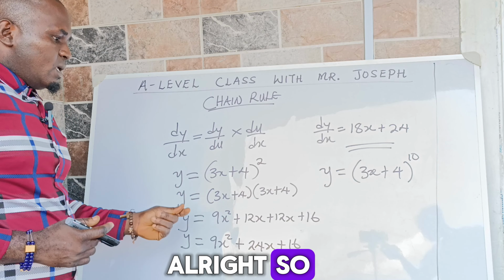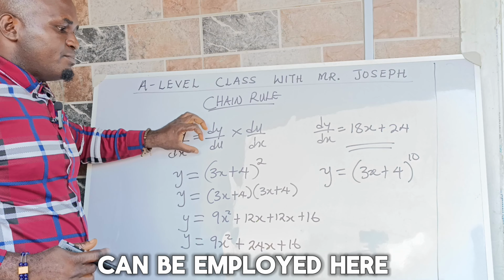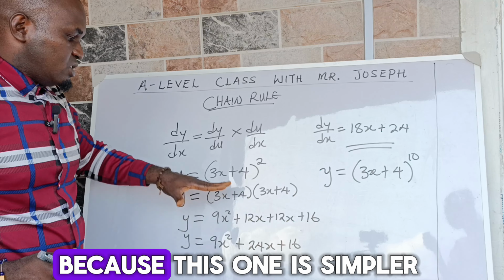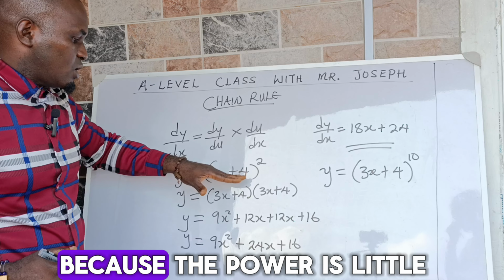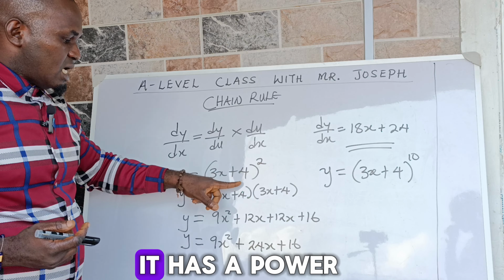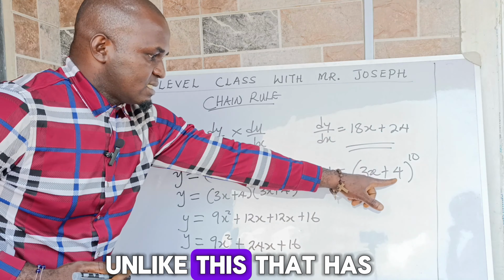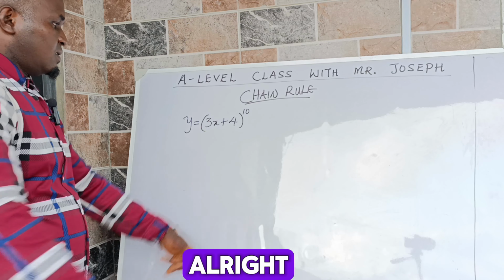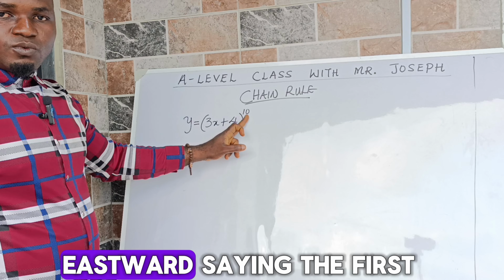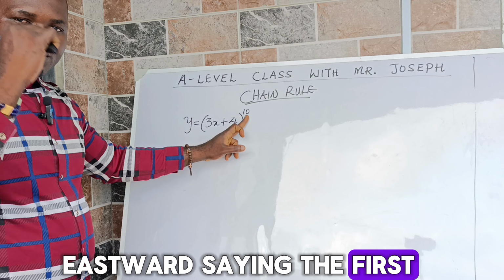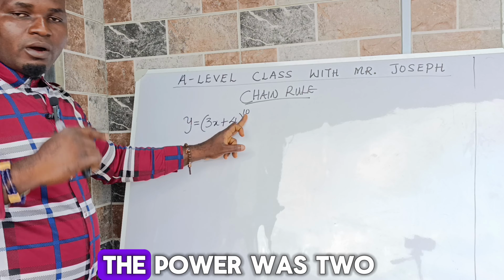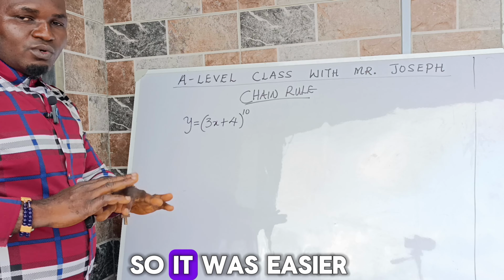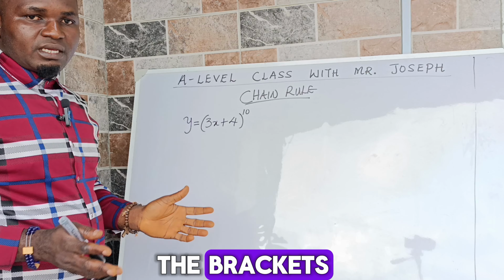All right, so the principle of chain rule can be employed here, because this one is simpler. Why is it simpler? Because the power is little. It has a power of 2, unlike this that has a power of 10. The first one we solved, the power was 2, and that means we had 2 brackets, so it was easier for us to open the brackets.